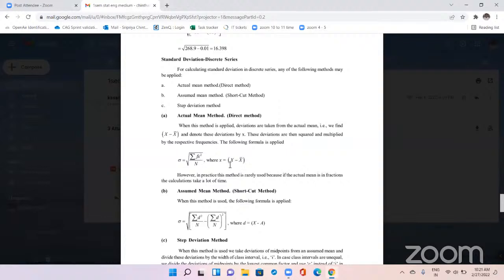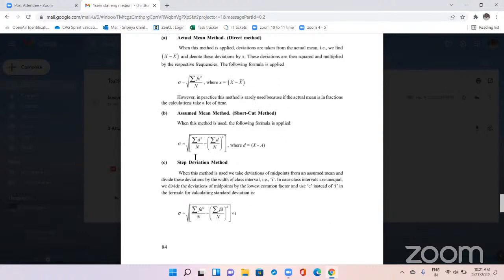Small x is nothing but x minus x bar, whole square, divided by capital N. Not small n, sorry, it is correct: capital N, because the frequency is given, it must be capital. So it is the correct formula: sigma is equal to under root of 1 by N sigma f into x minus x bar whole square. However, in practice this method is rarely used, because if the actual mean is in fractions, the calculations take a lot of time.